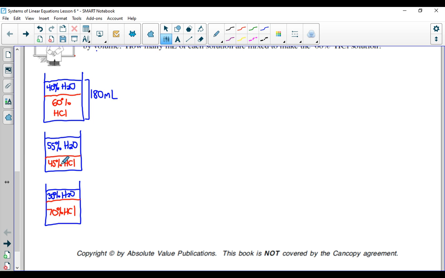Okay, so what we're going to do here is we're going to mix these two solutions. Okay, so we're going to combine these two. So these are the ones we're going to mix. Mix these two solutions together, and then we're going to get this solution I want at the end, which is 180 milliliters of 60% hydrochloric acid. Okay, so I'm combining this beaker and this beaker to get the very top one.